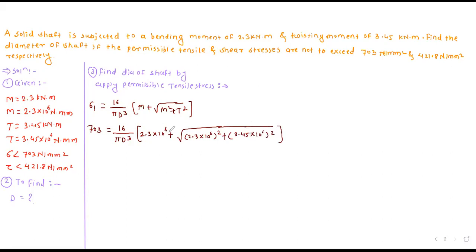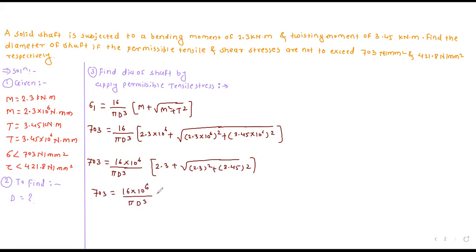You observe here 10 raised to 6 is in all three terms, so we will take it common. 703 equals 16 divided by pi d cube, and 10 raised to 6 taken common. What remains in the bracket is 2.3 plus square root of 2.3 square plus 3.45 square. So you solve this: 703 equals 16 into 10 raised to 6 divided by pi d cube, into that bracket. Solve this and tell me what the answer is.